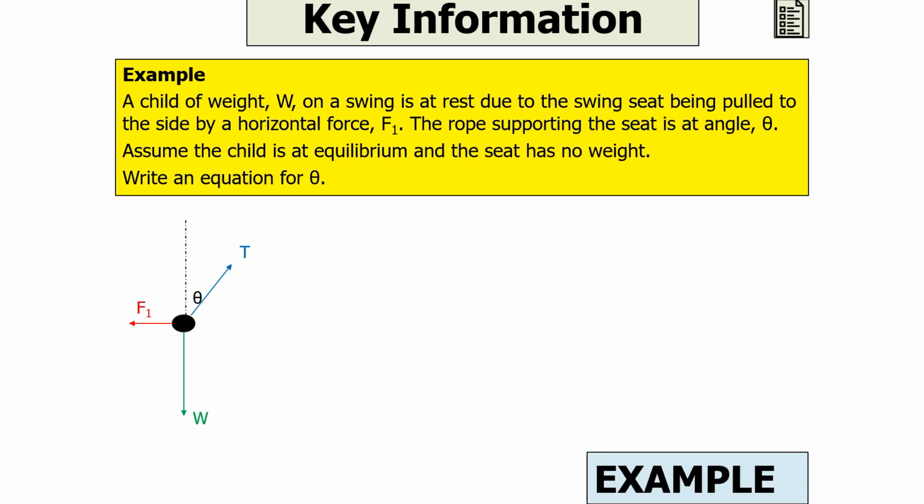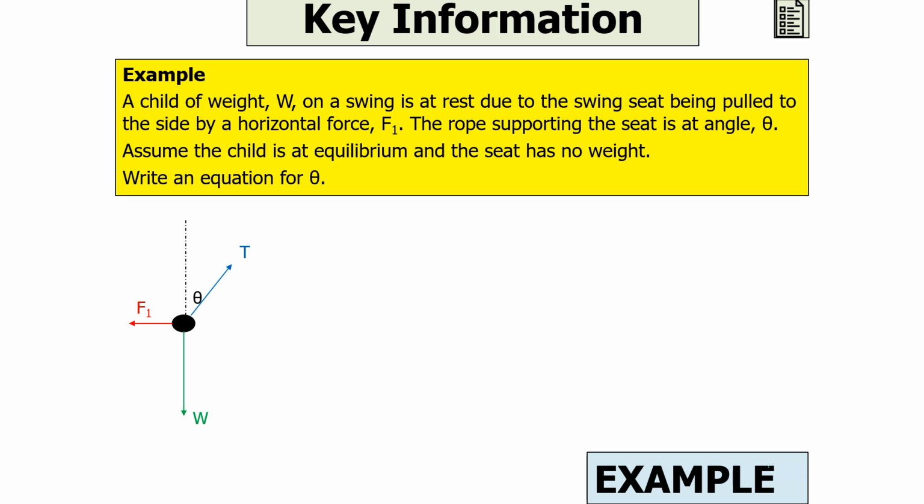Now, an example of this is as follows. A child of weight W on a swing set is at rest due to the swing set being pulled to the side by a horizontal force F1. The rope supporting the seat is at an angle theta, and assume the child is at equilibrium and the seat has no weight. Write an equation for theta.